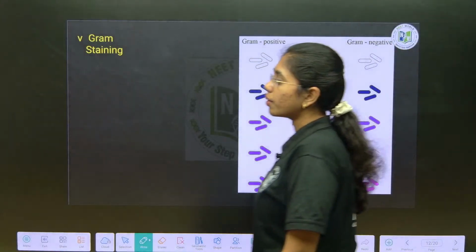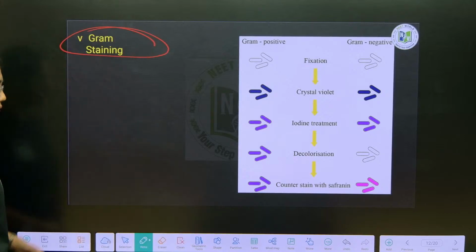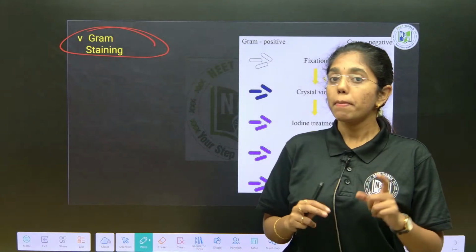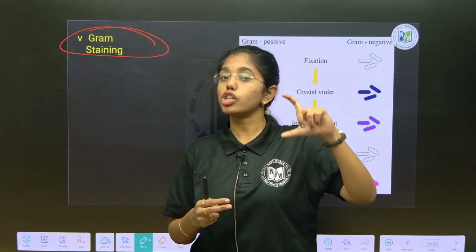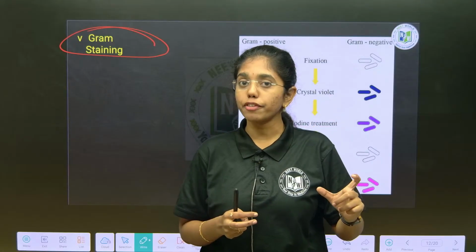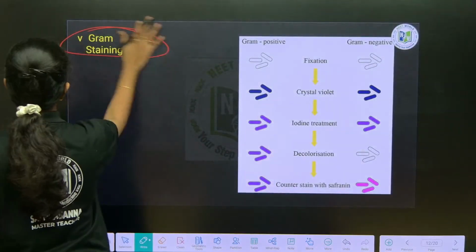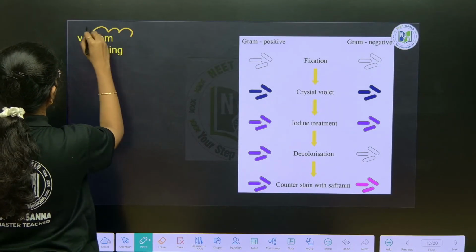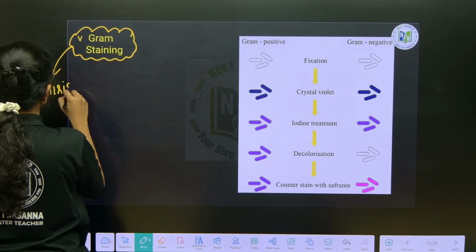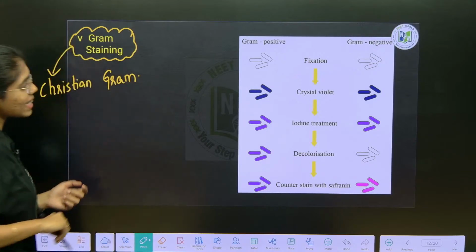Now, we will look into the Gram staining process. What is Gram staining? Who gave us Gram staining? When we dealt with the second layer of the cell envelope, the second layer is the cell wall. Based on the composition and thickness of the cell wall, we have two types of bacteria, gram positive and gram negative. This is classified by the scientist Christian Gram, who gave Gram staining.